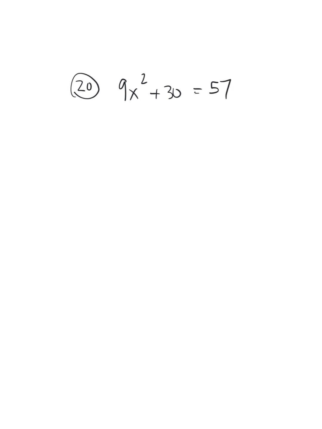All right, last problem is set up to do square root. So I'm going to subtract 30. How did I know that it was set up to do that? It's missing that x term, the linear term. It has only a square and constant values.